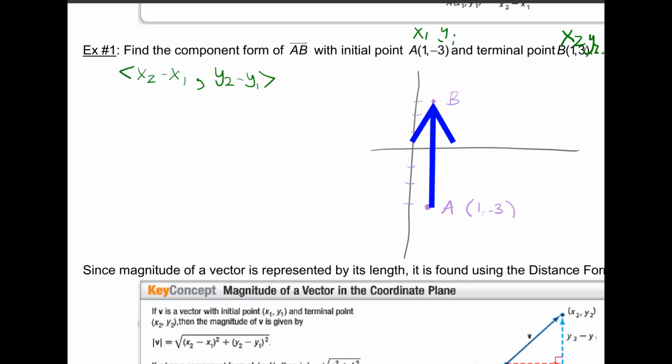Right away, before we even do anything mathy, what will the x component be? The x component is 0. What is the y? Without math, looking at the picture, it just goes straight up. There's nothing horizontal about it. So I have 1 minus 1, comma, 3 minus negative 3.